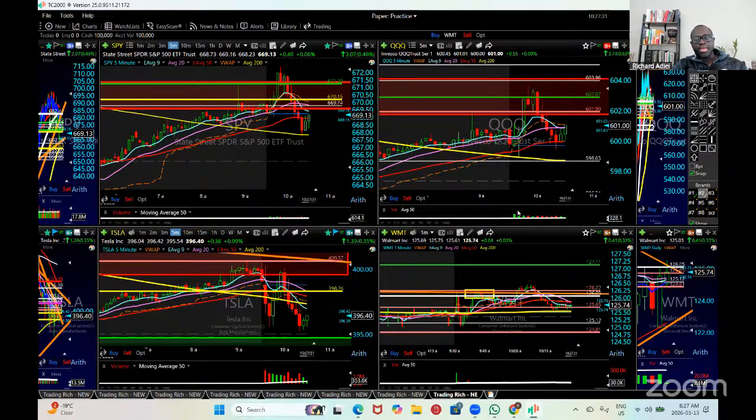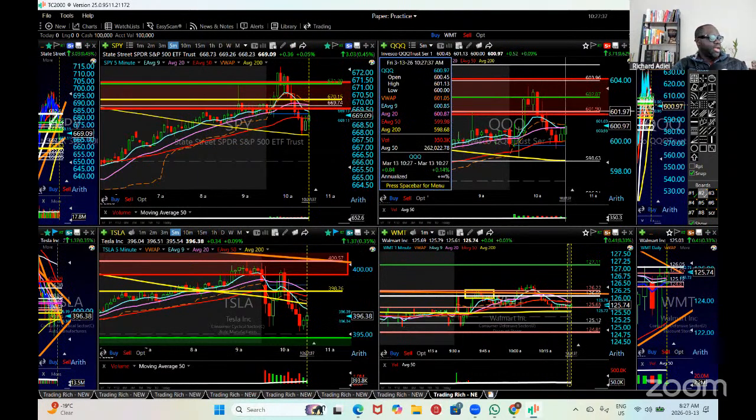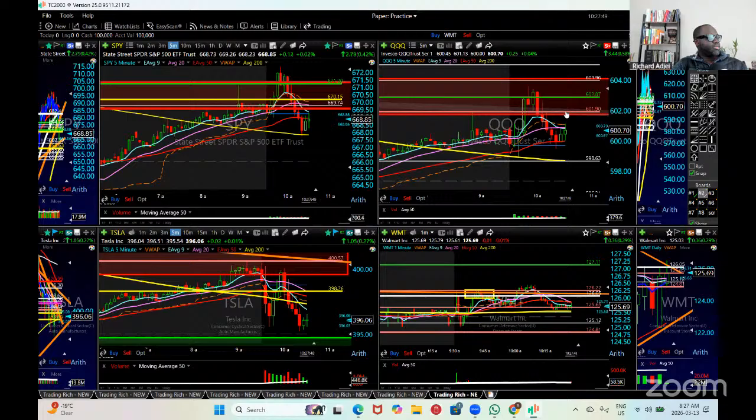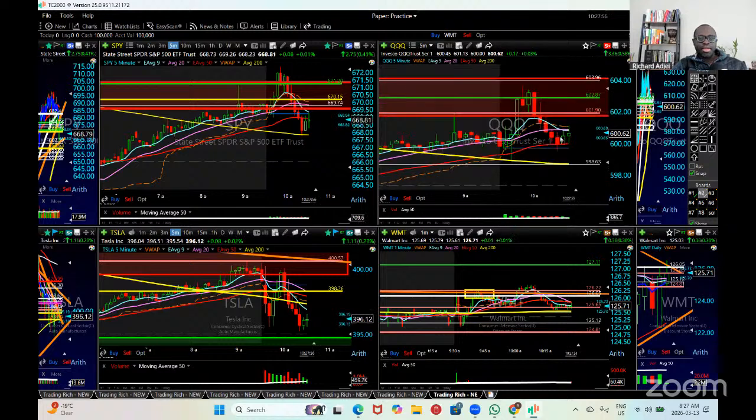So I've taken a long here on the NQ. I'm looking to ride it to this place. If I can get that pop, then I'll bail out for the day. But if not, then fine. Very defined risk. If it doesn't work out, I'll still be green.